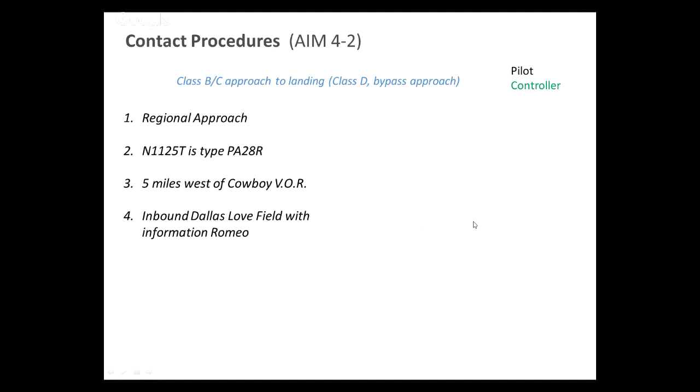So back to our example. Regional approach, November 1125 Tango is type PA-28, 5 miles west of the Cowboy VOR, inbound Dallas Love Field with information Romeo. Check this out. I told the controller that I had the ATIS information Romeo. Remember, it's given that alpha or the phonetic designation. In this case, it's information Romeo. Okay.